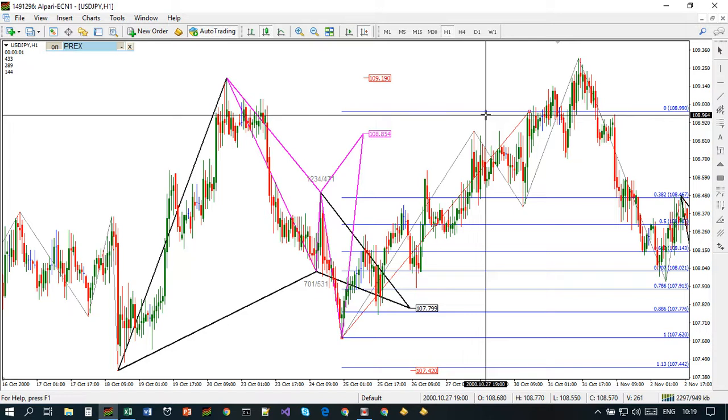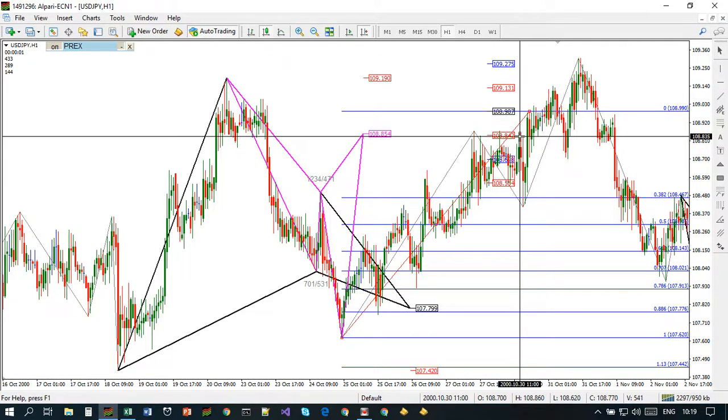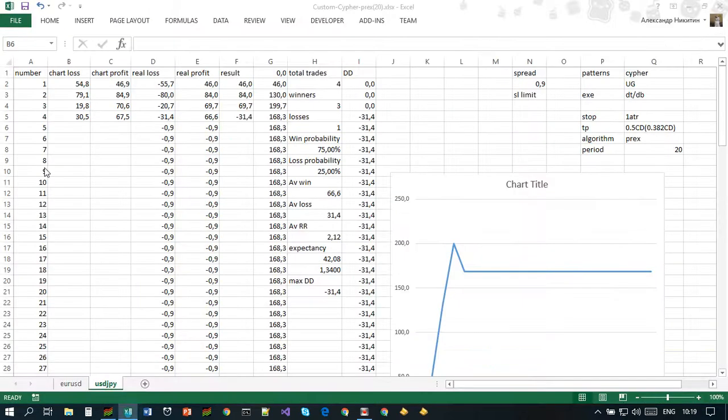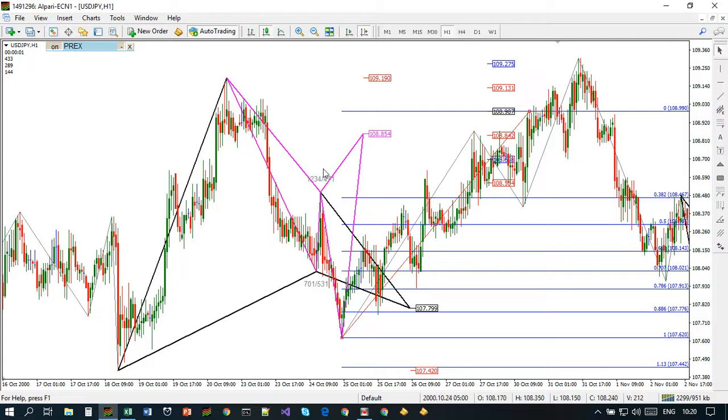That's why this is the entry candle, and we should enter here with stop loss 29.4 and take profit of 36.7. It was a stop loss as well. 29.4, 36.7. Let's go next.